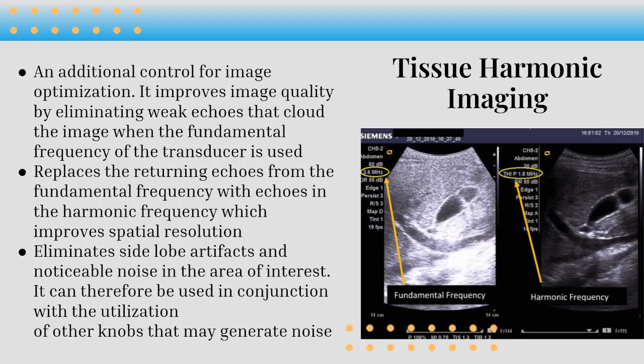Tissue harmonic imaging, an additional control for image optimization. It improves image quality by eliminating weak echoes that cloud the image when the fundamental frequency of the transducer is used. It replaces the returning echoes from the fundamental frequency with echoes in the harmonic frequency, which improves spatial resolution. It eliminates side lobe artifacts and noticeable noise in the area of interest. It can therefore be used in conjunction with other knobs that may generate noise.